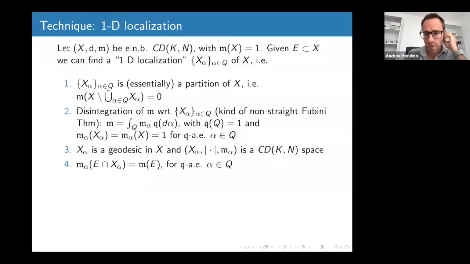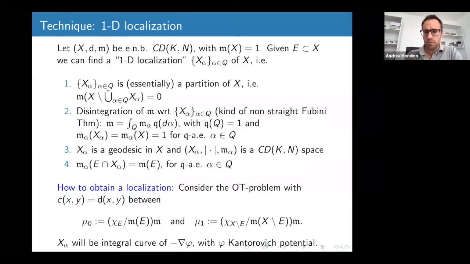And then the fourth property, which is also key, is how this partition is related to the set E. Each element of the partition intersects E in sets all of the same measure, and all the intersections have the same measure as E. So the measure m_alpha of E intersected with the element of the partition X_alpha is equal to the volume of E.